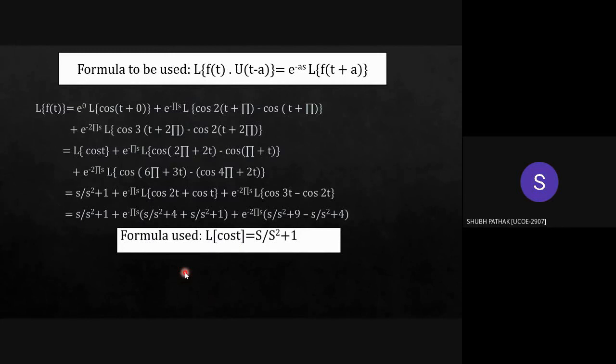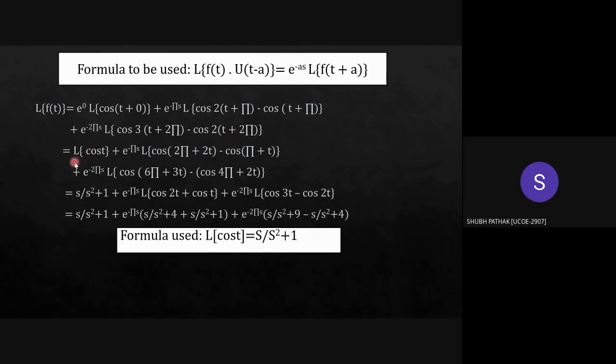So now the Laplace transformation of f of t is equal to e raised to minus 0 times s, where a is 0, into the Laplace transformation of cos t, plus e raised to minus pi s, in which pi is equal to a, into the Laplace transformation of cos 2 into t plus pi minus cos of t plus pi, plus e raised to minus 2 pi s, which is again 2 pi equal to a, into the Laplace transformation of cos 3 into t plus 2 pi minus cos 2 into t plus 2 pi.